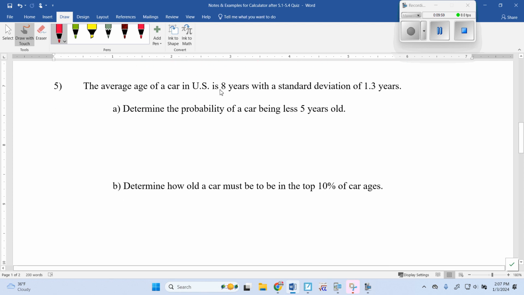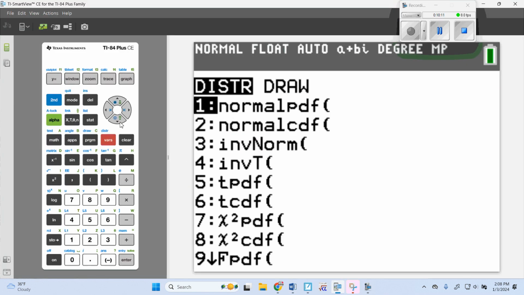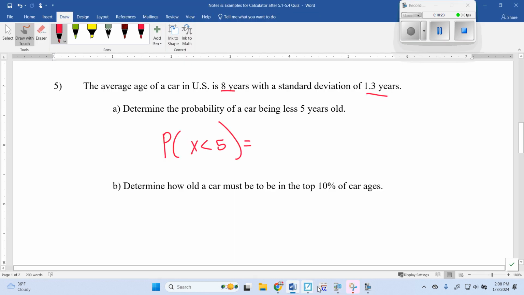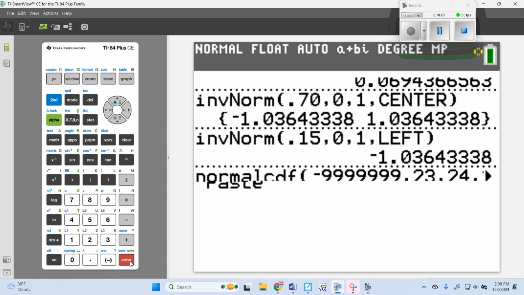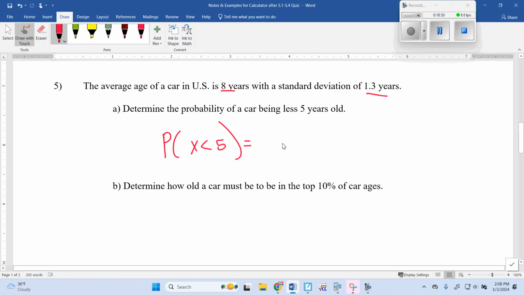So if we have a mean and standard deviation, what's the probability that X is less than 5 years old? That would be normal CDF. Less than 5 would be negative 9999999. 5, this was 8. What was our standard deviation? 1.3. And we get 0.0105.